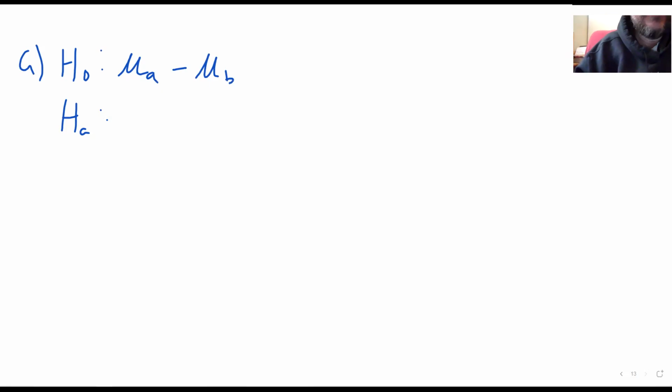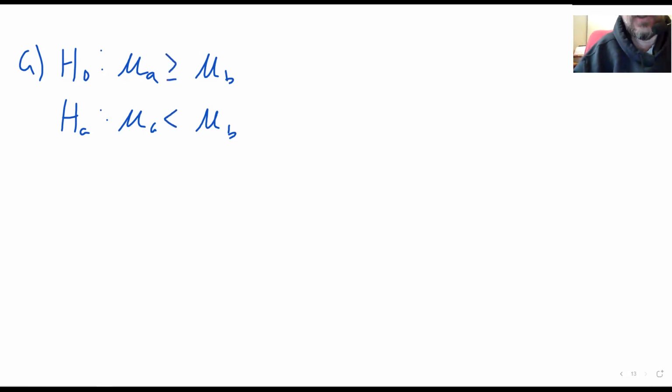Let's try this again, because, sorry, I've done things differently in different classes before, and it's kind of running into what we're doing here. Mu after and mu before. If the weight loss program works, the average weight after will be smaller than the average weight before, right? Because the people will have lost weight. So something like this.